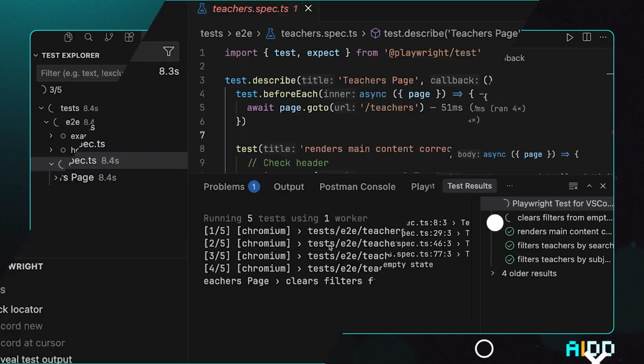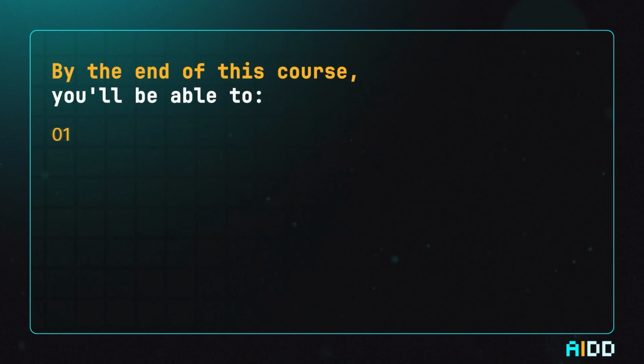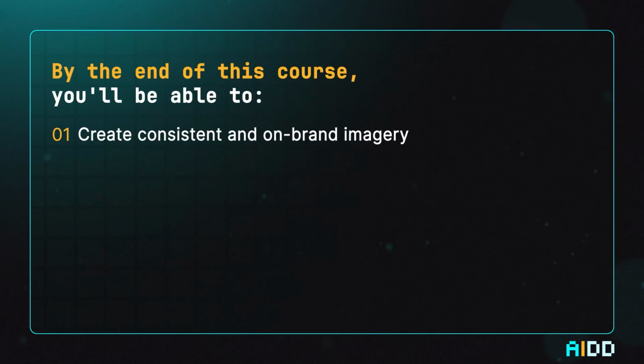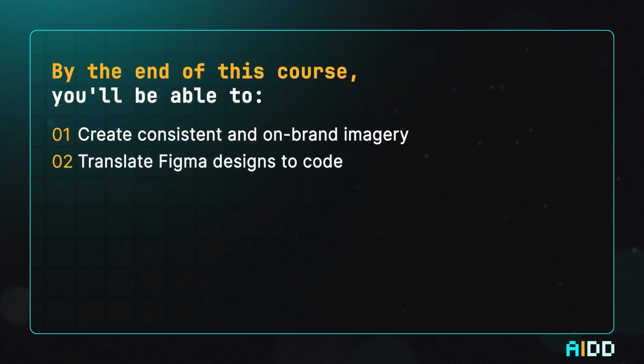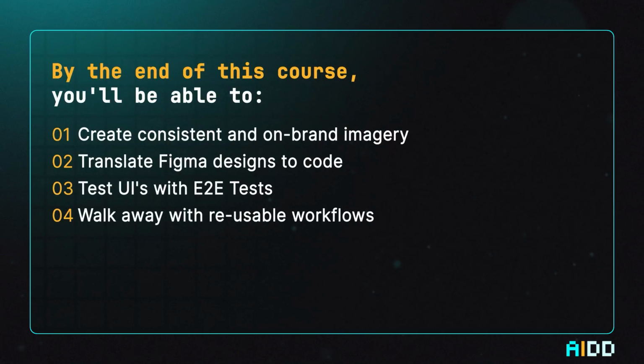By the end of this course, you'll be able to build professional websites faster with the help of AI. That includes many different aspects of the process, from creating consistent and on-brand imagery automatically to translating Figma designs to code efficiently. Of course, making sure all of this is tested with end-to-end tests with the help of AI, and you can be sure that you'll walk away with some reusable workflows for your own projects. Most importantly, you'll learn how to embrace AI to empower your creativity instead of replacing it.